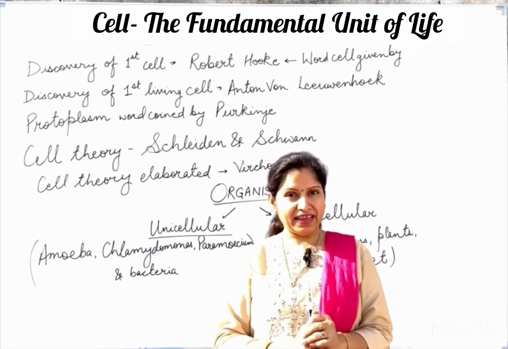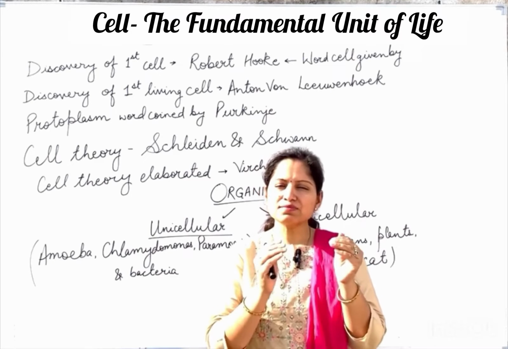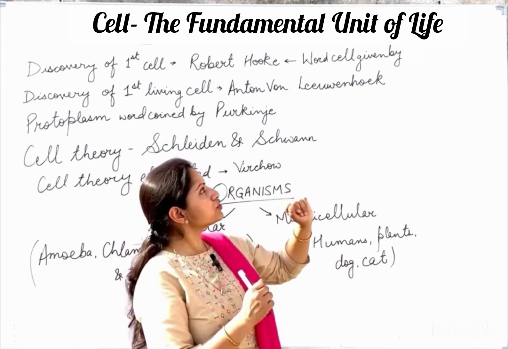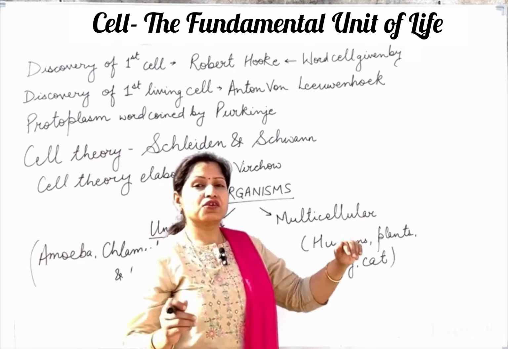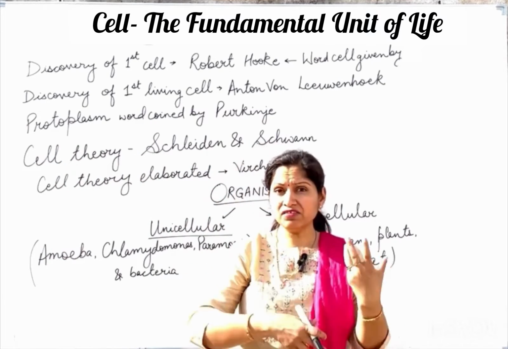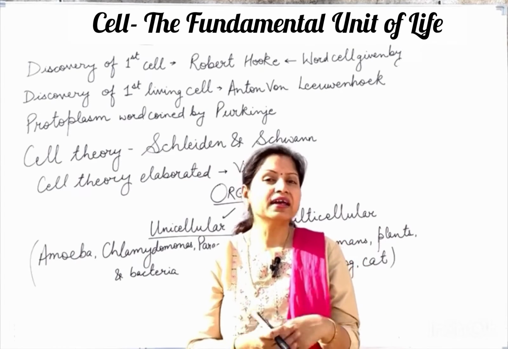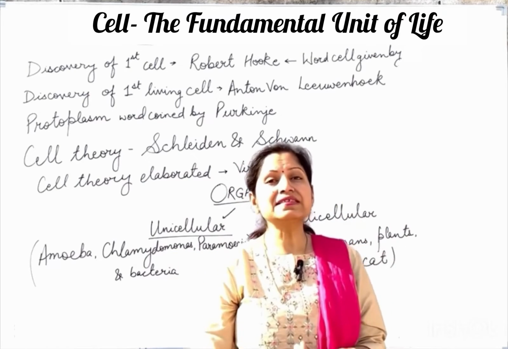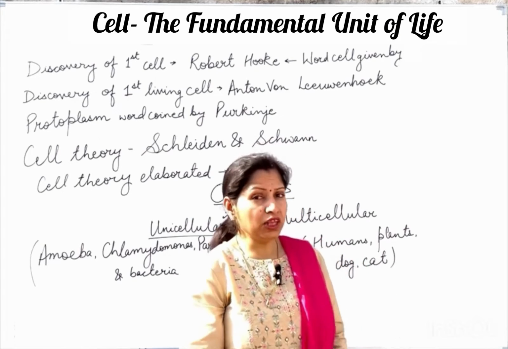And he only gave the term cell. In Latin, cell means a small room, a little room. So, this term cell was also given by Robert Hooke. Robert Hooke discovered the cell with his self-made microscope. So, he constructed a microscope on his own and just observed the cell. Isn't it amazing?